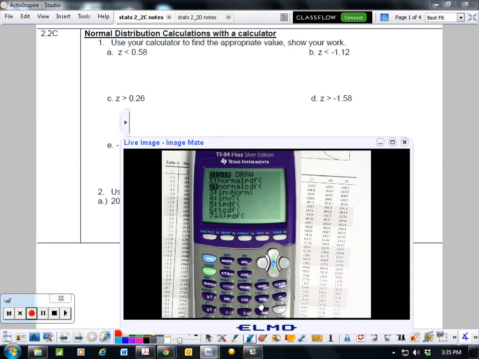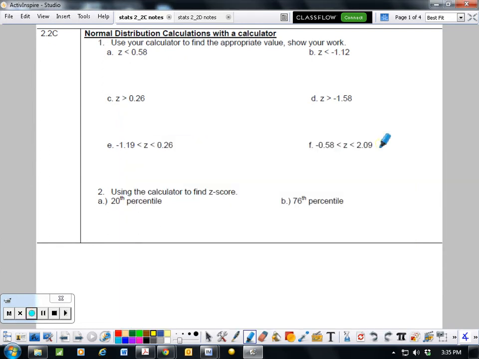So when you're showing your work using a calculator, here, let me minimize this. You still should be drawing your kind of curve. And you should be illustrating how, okay, this is my curve. I want it less than 0.58. So you shade. And then with your calculator notation, you say, okay, I'm going to use this normal CDF.